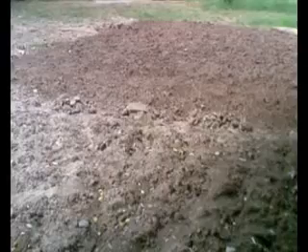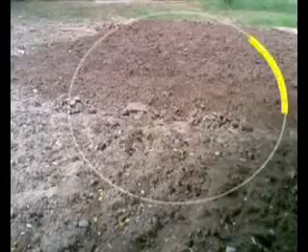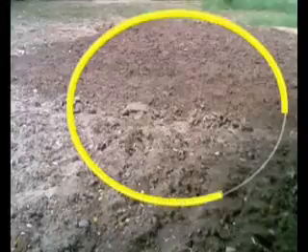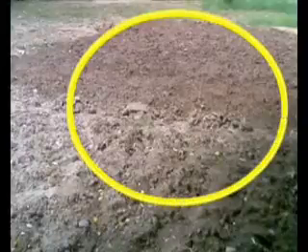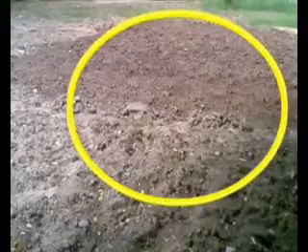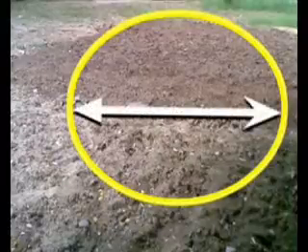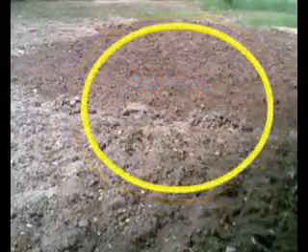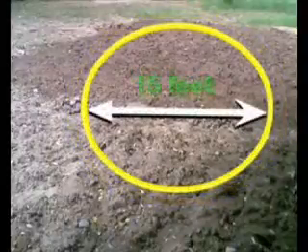As per the size of the biogas plant, mark a circle on the ground which is at least 2 feet bigger than the actual size of the biogas plant. For constructing the 6 cubic meter biogas plant, the diameter is kept 16 feet, and for the 4 cubic meter plant, the diameter is 15 feet.